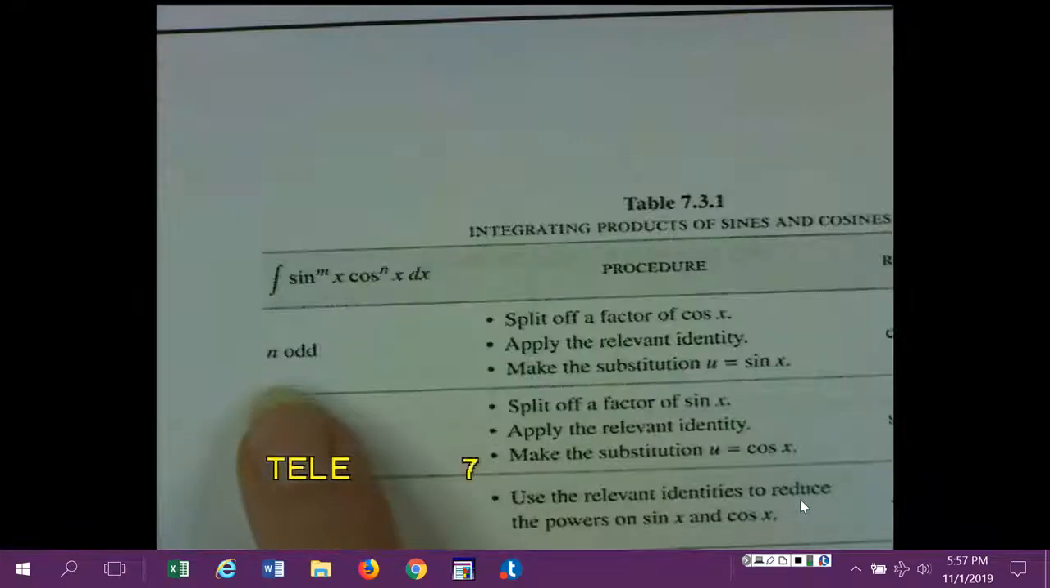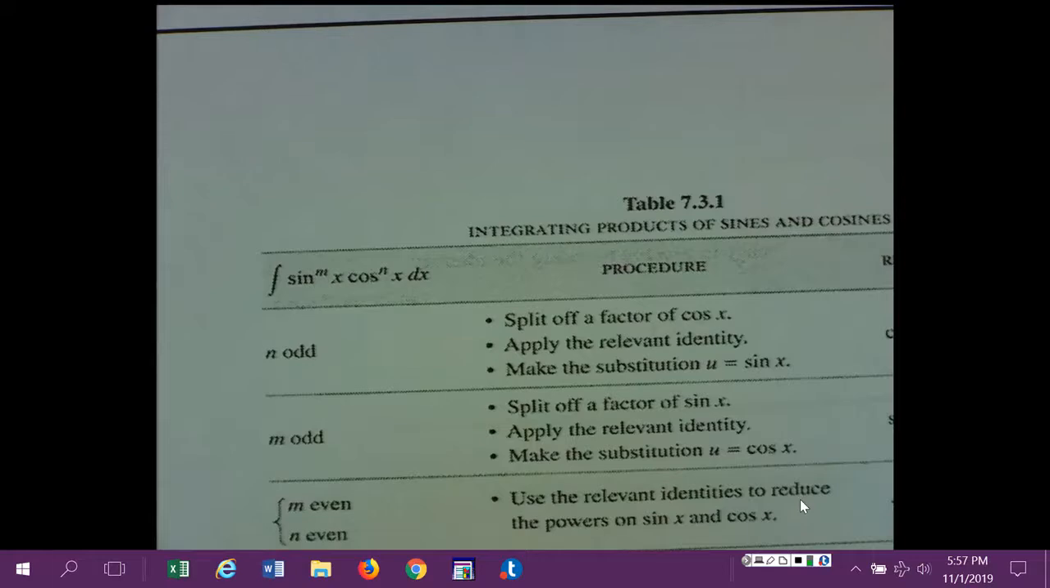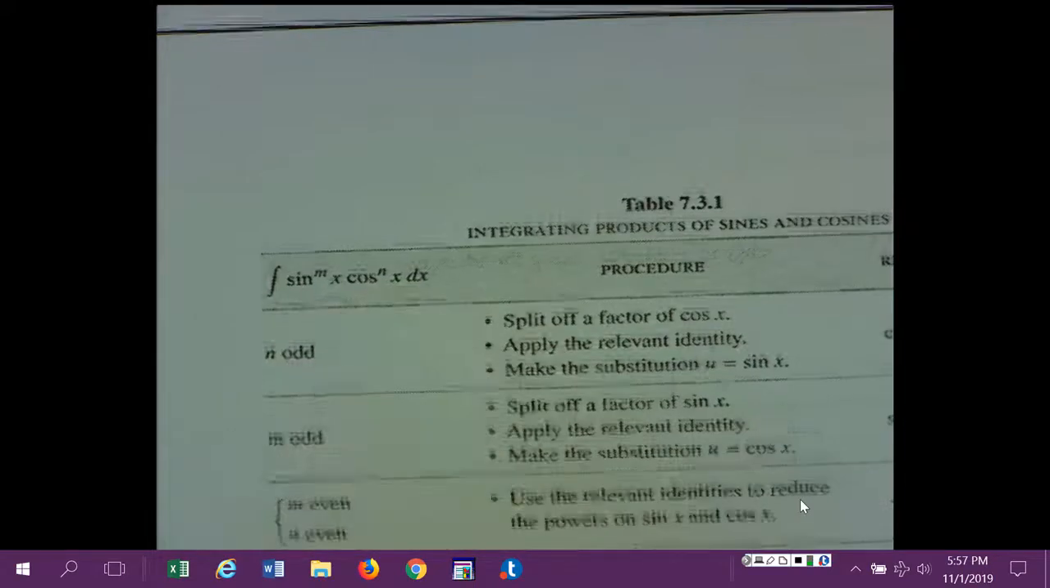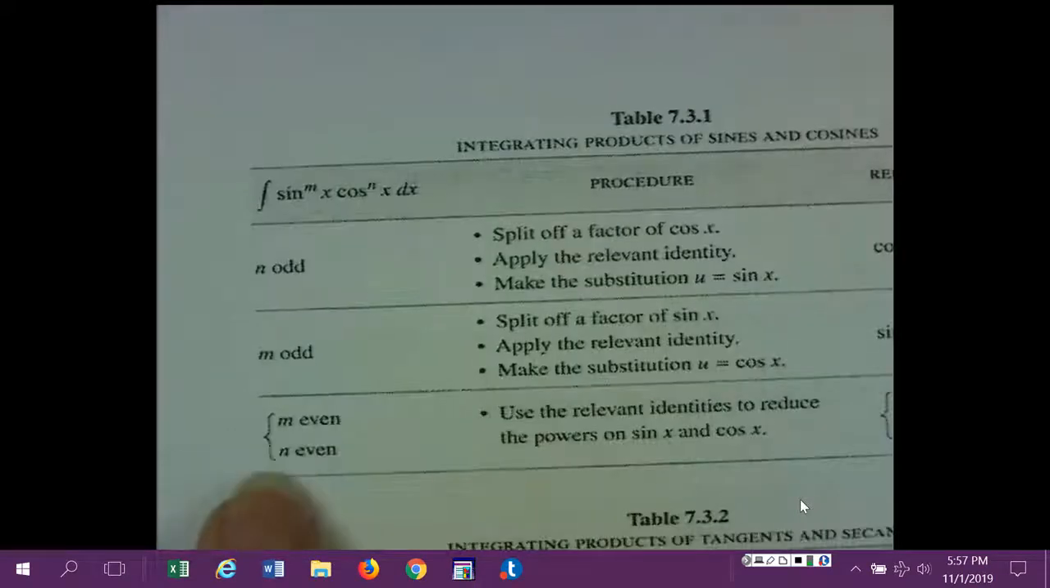So, did we have the situation where n was odd? Yes. Did we have the situation where m is odd? No, because it was sine to the 4th and cosine to the 5th. Did we have the situation where both are even?